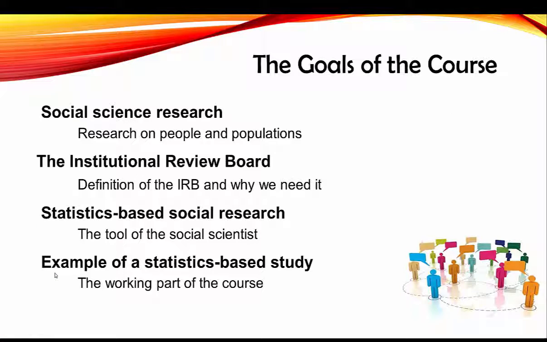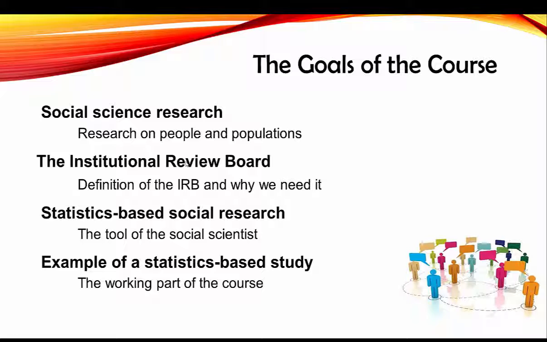The goals of this course are pretty simple. We want to try to cram highlights from a semester-long research methods class into about a 30-minute presentation, so we'll obviously be doing just the big highlights. We'll start with a brief review of social science research, which we covered in our earlier class, and follow that with a discussion on the IRB. For those of you who don't know what it is, this will be a brief introduction to that.